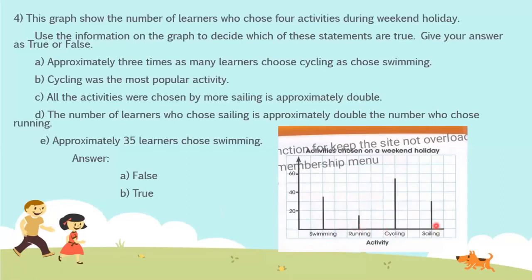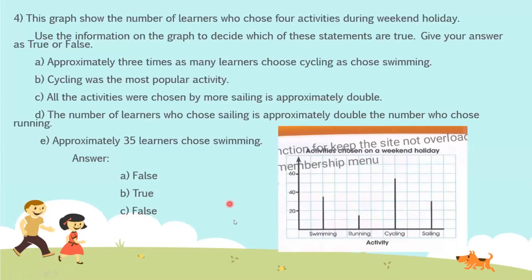Sailing, where it is sailing, yes, sailing you can see it is around 30. And this is 35. This is 55. Running is like 15. So the statement is false because it is not approximately double. Here it is 55, the most popular activity. This is only 30. You can't say that all the activities were chosen by more. All the activities you are combining and comparing with sailing as approximately double. So it is not true.